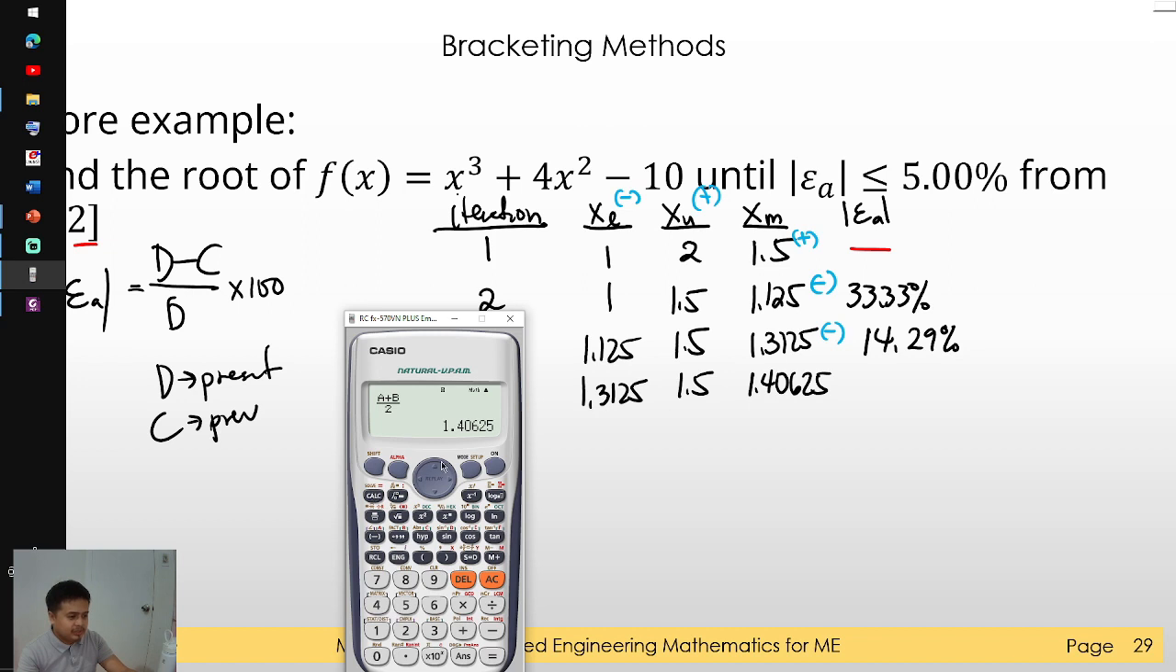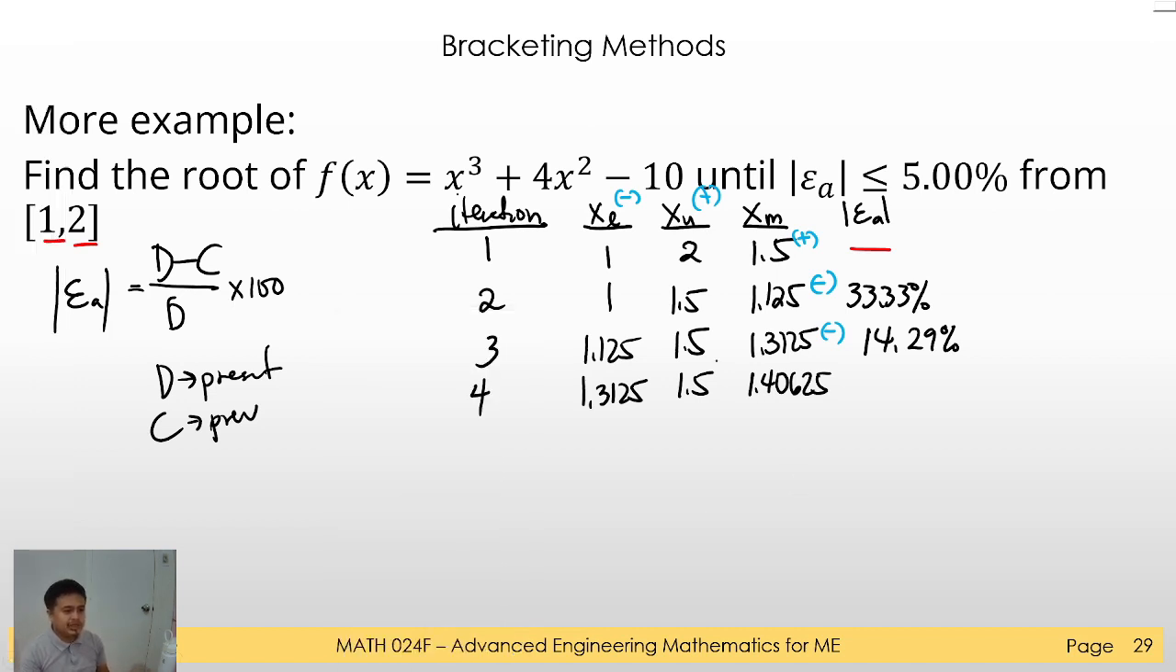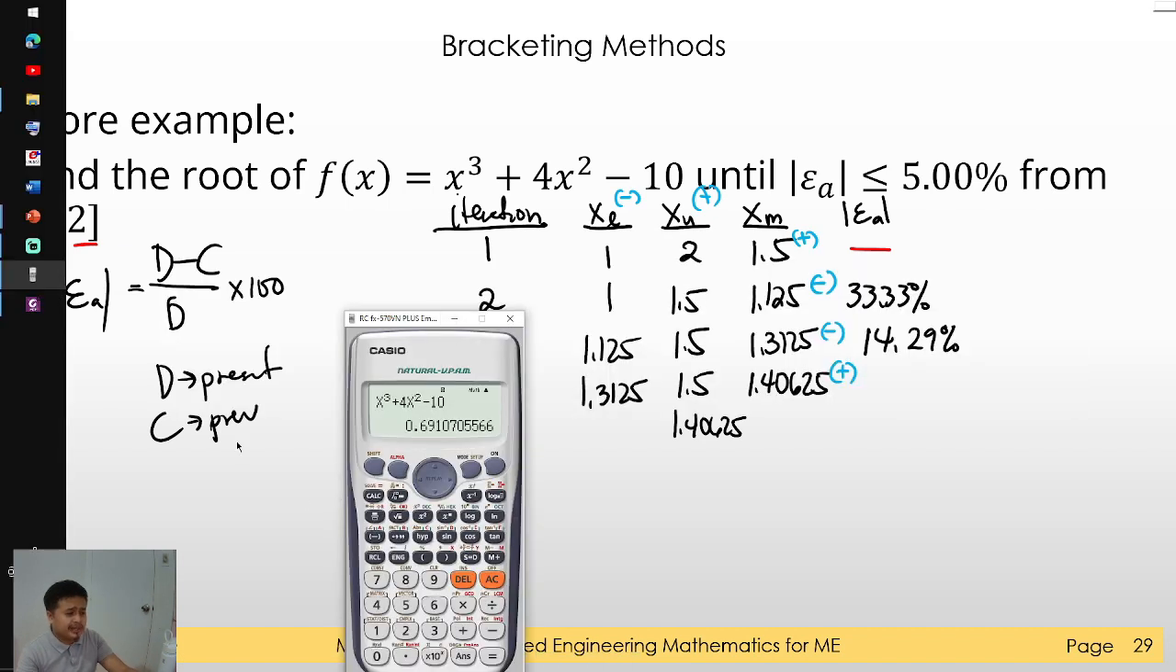Okay, so let's figure out what is the sign of the function. So calc 1.40625. So it is positive. So we will now replace this. Since this is positive, we have 1.40625. Okay, since it's positive, and then let's find the approximate error.